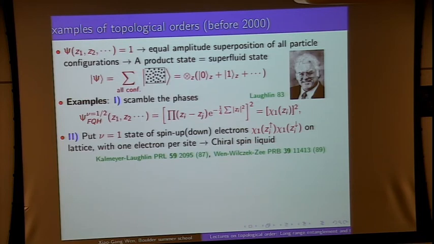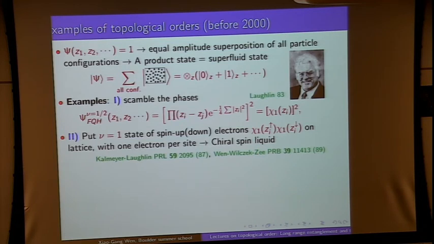I think Donna Sheng probably talked about that in his lecture last week. So this is another example of topological order in a quantum spin liquid, which was written down quite early.